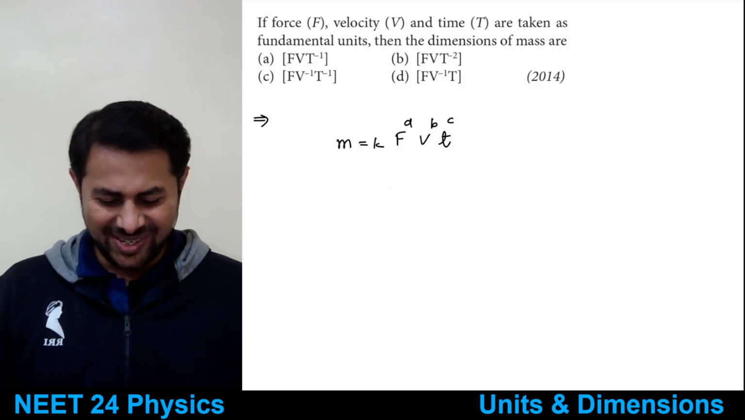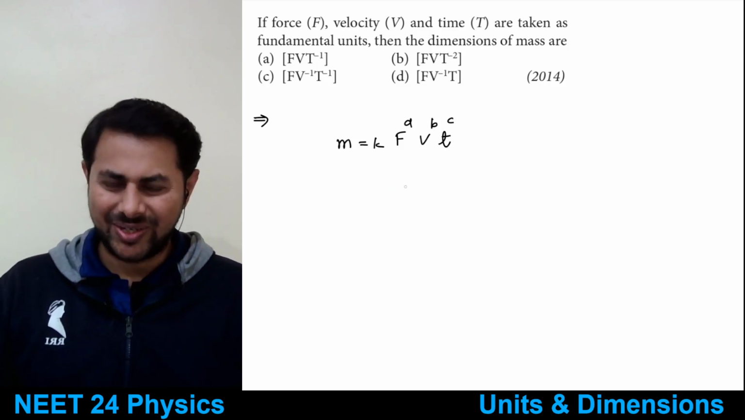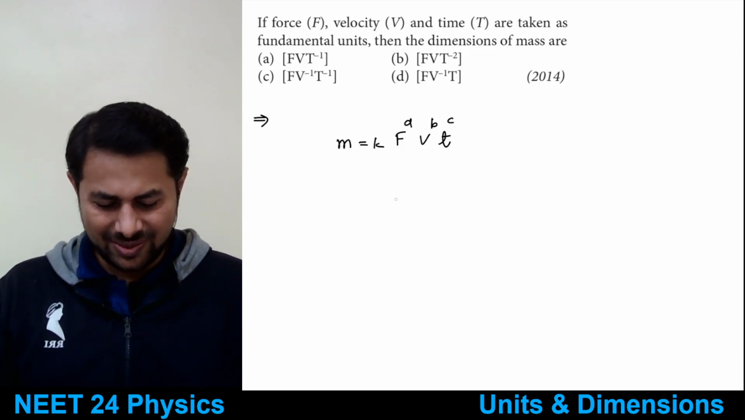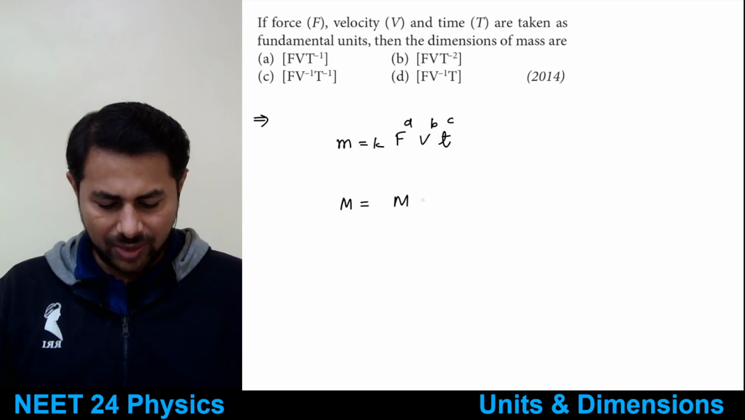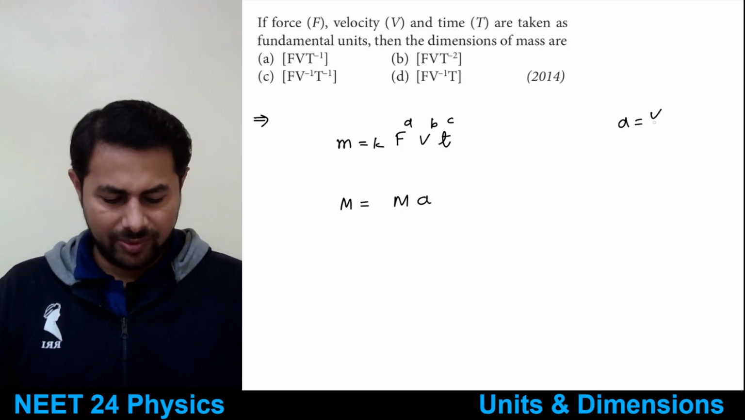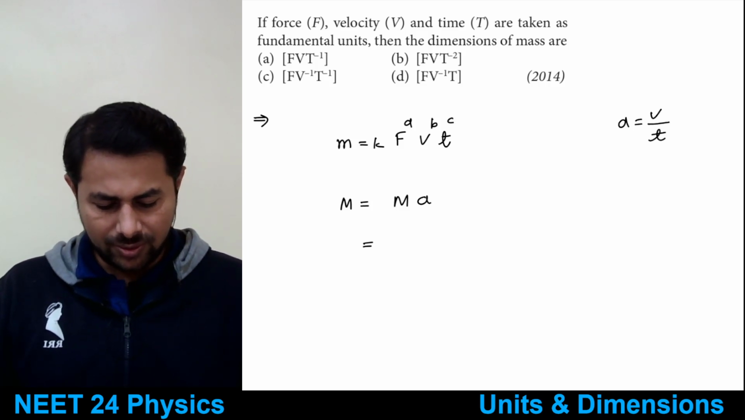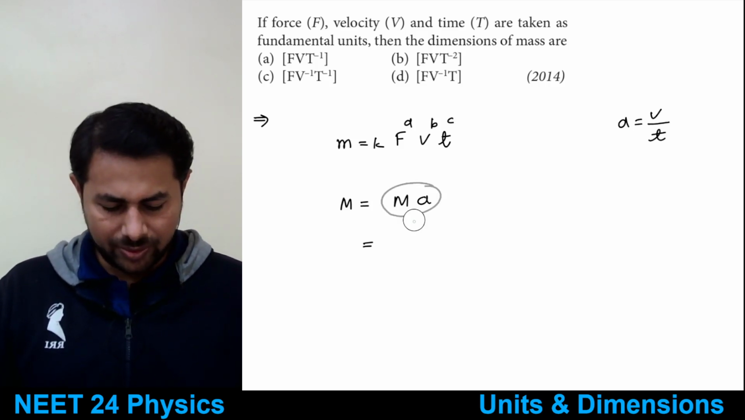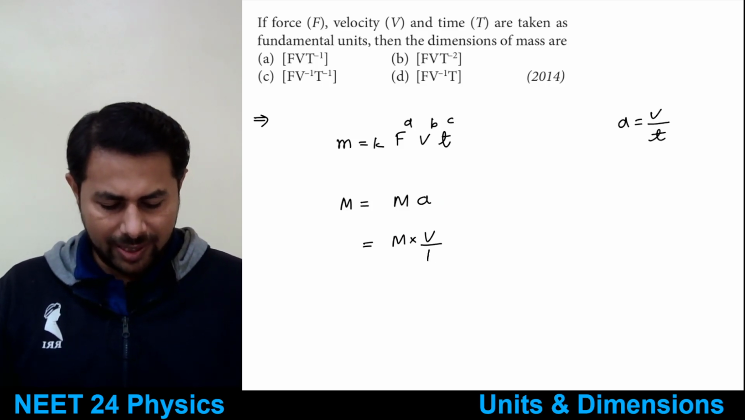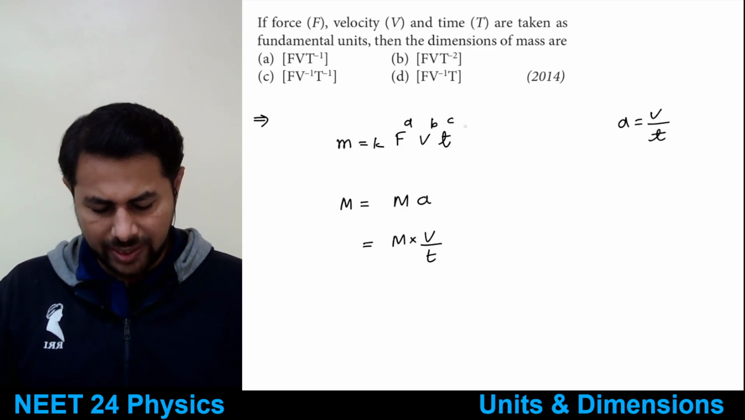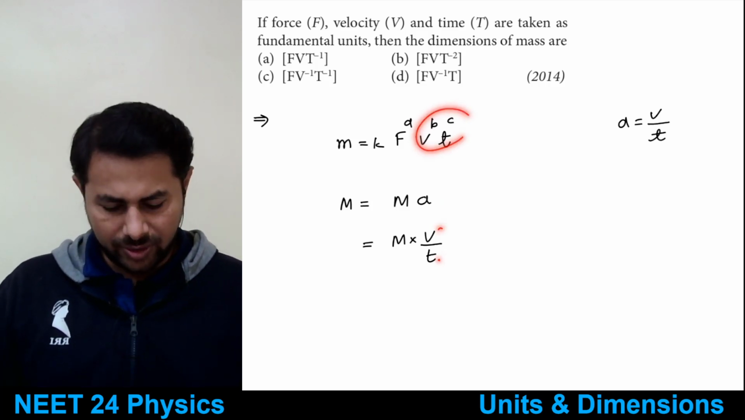Let's check. Alright, so force can be written as what? It is mass into acceleration, right? And you just want mass. On the left hand side you have mass only, and force is mass into acceleration, and acceleration can be written as v by t. Okay, so I am writing for force only. So this thing is equal to m into v by t, and you need to get rid of this v and t. So what should you do?